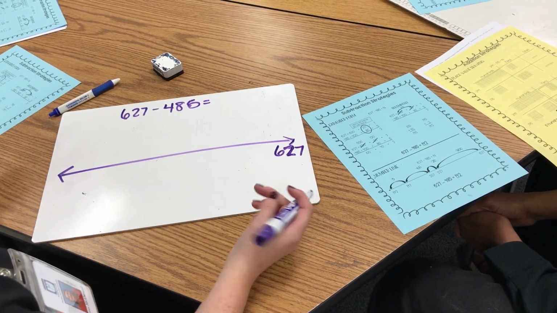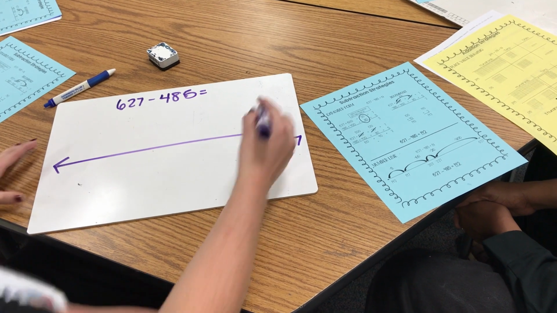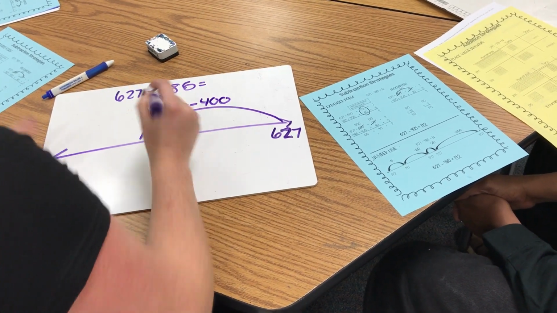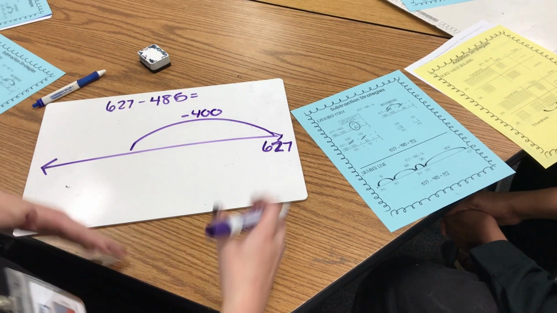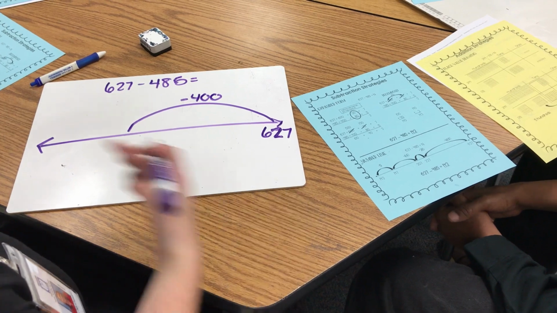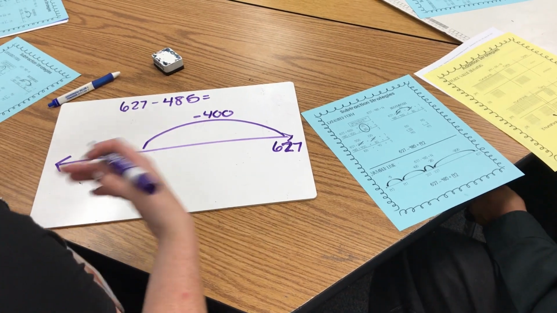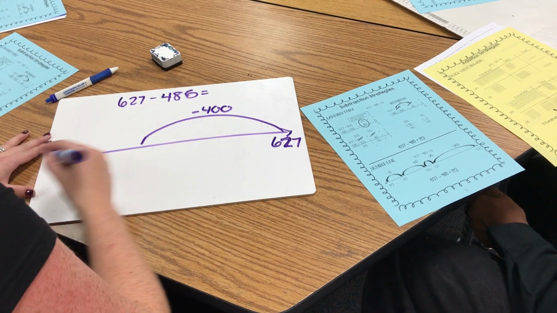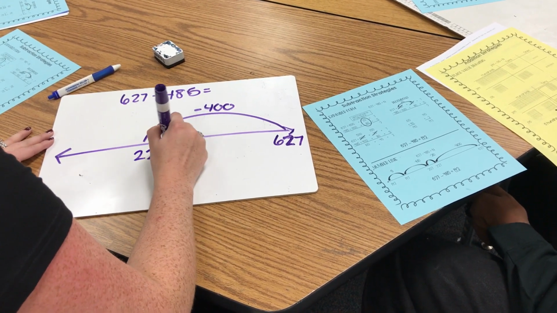Some students will take all of the hundreds, so they'll go and subtract minus 400. Some students like to do minus 100, then minus 100, minus 100. It's up to your student's preference as to what they would like to do. I will just stick with 400. So then you subtract 400, you then get 227.